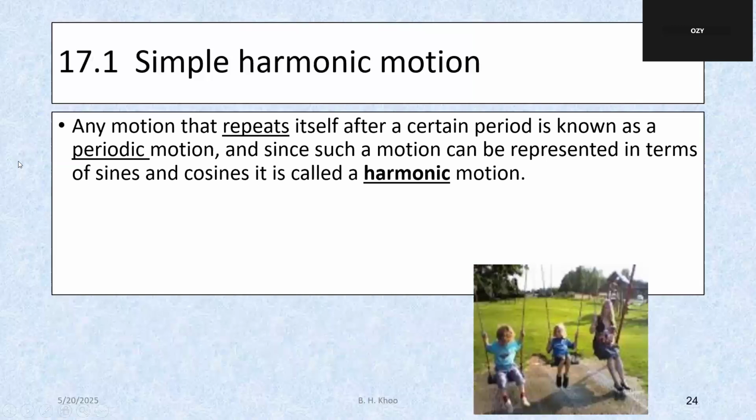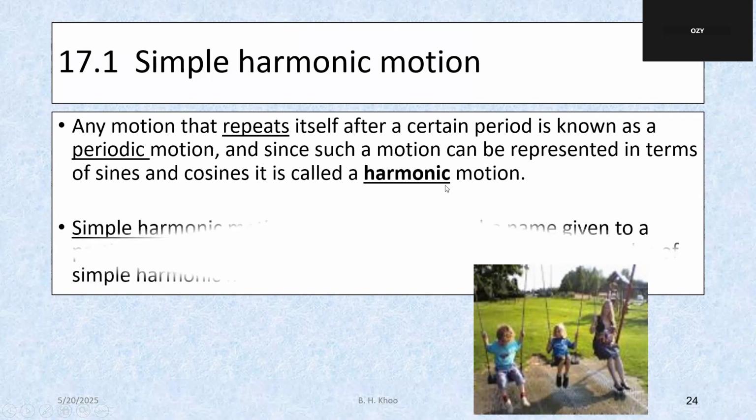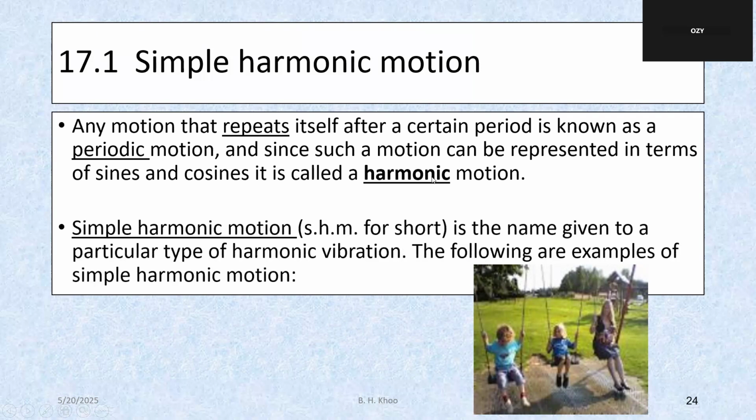What is simple harmonic motion? Any motion that repeats itself after a certain period is known as periodic motion. And since such a motion can be represented in terms of sine and cosine, it's called harmonic motion. Repeat, harmonic, because it can be represented by a sine and cosine curve.